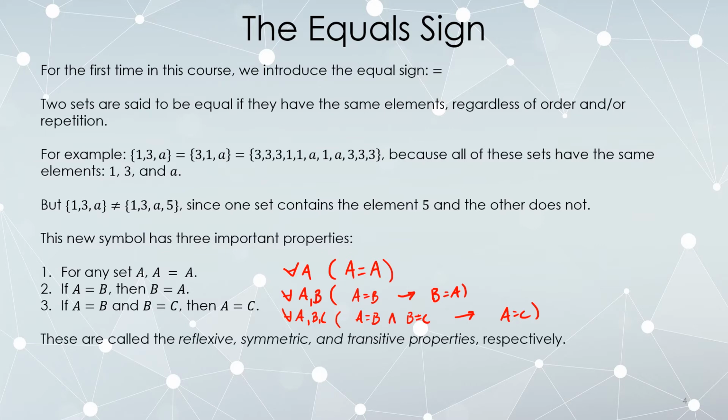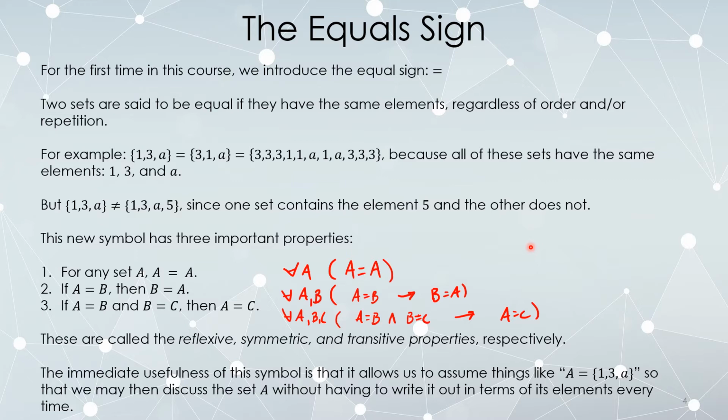These are called the reflexive, symmetric, and transitive properties of the equals sign, respectively. Reflexive, because A reflects on itself here. Symmetric, because left versus right doesn't matter. And then this property here is called the transitive property. If A equals B and B equals C, then A equals C. Now, these are all properties that are true if we were talking about equality of numbers. But we're not talking about equality of numbers, we're talking about equality of sets, and the same properties are true for the equal sign here.